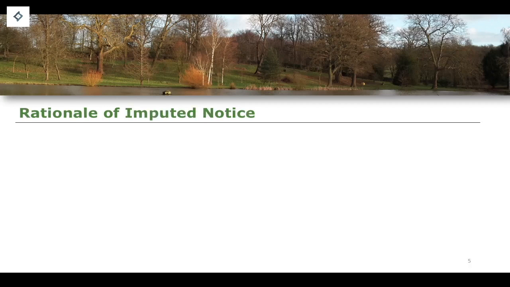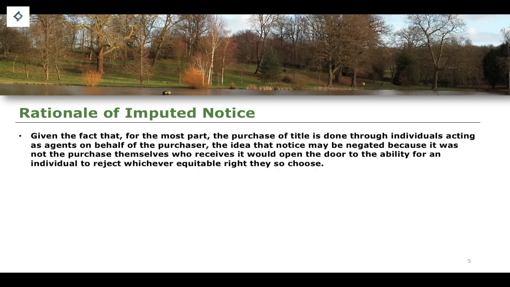So the rationale for imputed notice should be quite easy to understand, really, because given the fact that for the most part, especially today, the purchase of title is done through individuals acting as agents on behalf of said purchaser, the idea that notice may be negated because it was not the purchasers themselves who received it would essentially open the door for an individual to reject as many equitable rights as they so choose. Because that's a solid foolproof defense to the doctrine of notice if imputed notice doesn't exist.